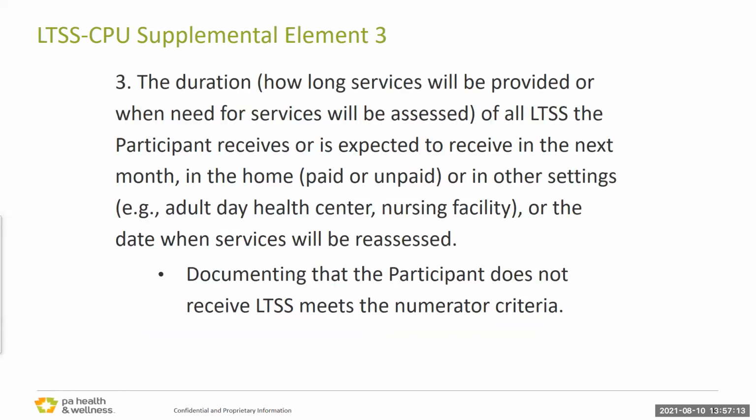For supplemental element number 3, the duration and how long the services will be provided for, or when need for services will be assessed, of all the LTSS participant receives or is expected to receive in the next month in the home, paid or unpaid, or in other settings, including adult day, nursing facility, or the date when services will be reassessed. Documenting that the participant does not receive LTSS meets the numerator criteria.